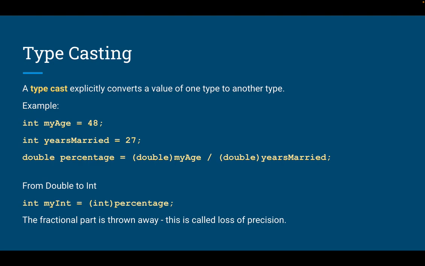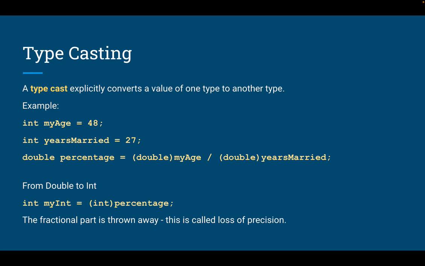All right. We also have typecasting. Typecasting is where you put the type that you want that variable to become in parentheses. So for example, here I have the variable my age is 48, and I have the variable years married is 27. Those are both ints. They're not decimal points. But down in my math here, I say go ahead and convert my age to a double, and I do that by surrounding it in front with a double.